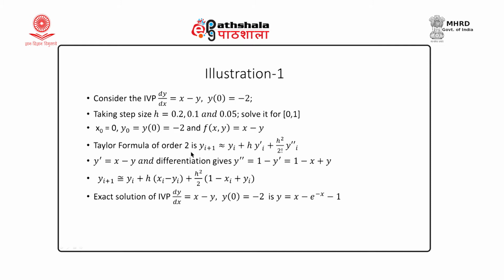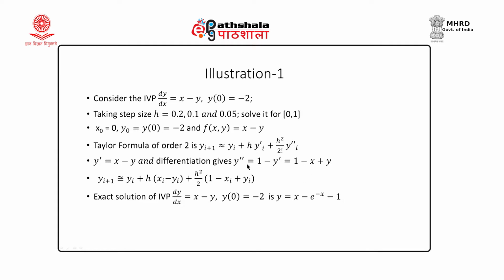Taylor formula for order 2, as we have already seen, is y(i+1) equal to yi plus h yi dash plus h square by 2 factorial yi double dash. Now, y dash is x minus y. Rather than finding f x and f y, which we can also do, f x is 1, f y is minus 1 and so on, we can directly differentiate this equation. So, we get y double dash is derivative of x, which is 1, minus derivative of y, which is y dash, and y dash we can substitute as x minus y. I get 1 minus, in the bracket, x minus y. So, 1 minus x plus y.